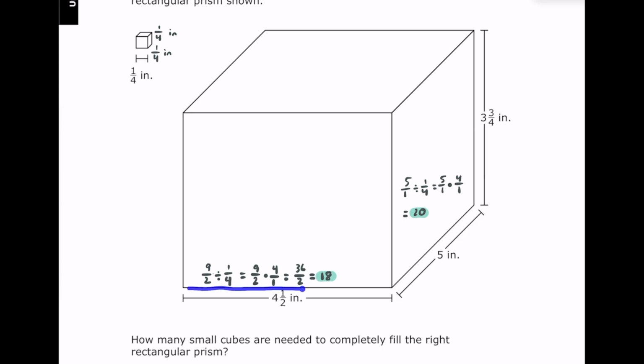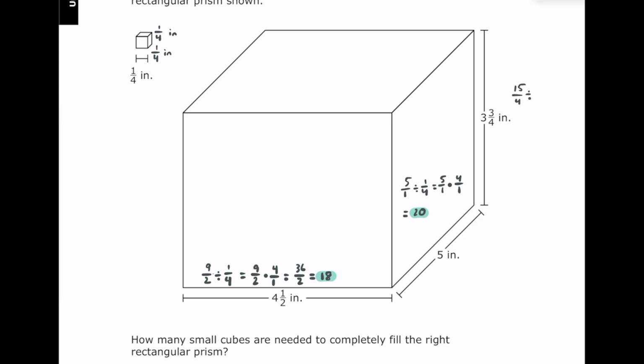So we have 18 cubes this way, and then 20 cubes going this way. This one should be a little more, just because 5 is a little more than 4.5. And if you knew that 2 more quarters were going to fit into a half, that's fine too. The last one is, what if we want to fit all these quarters on top of each other in this 3 3/4? How many times can we stack those on top of each other? Well, 3 3/4 is 15 quarters.